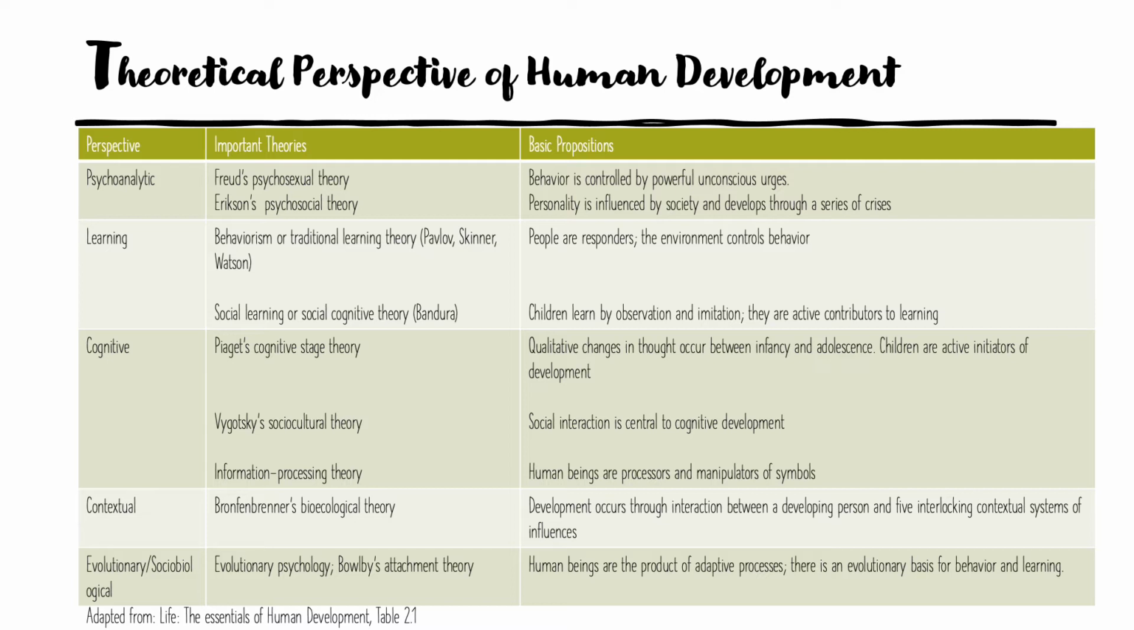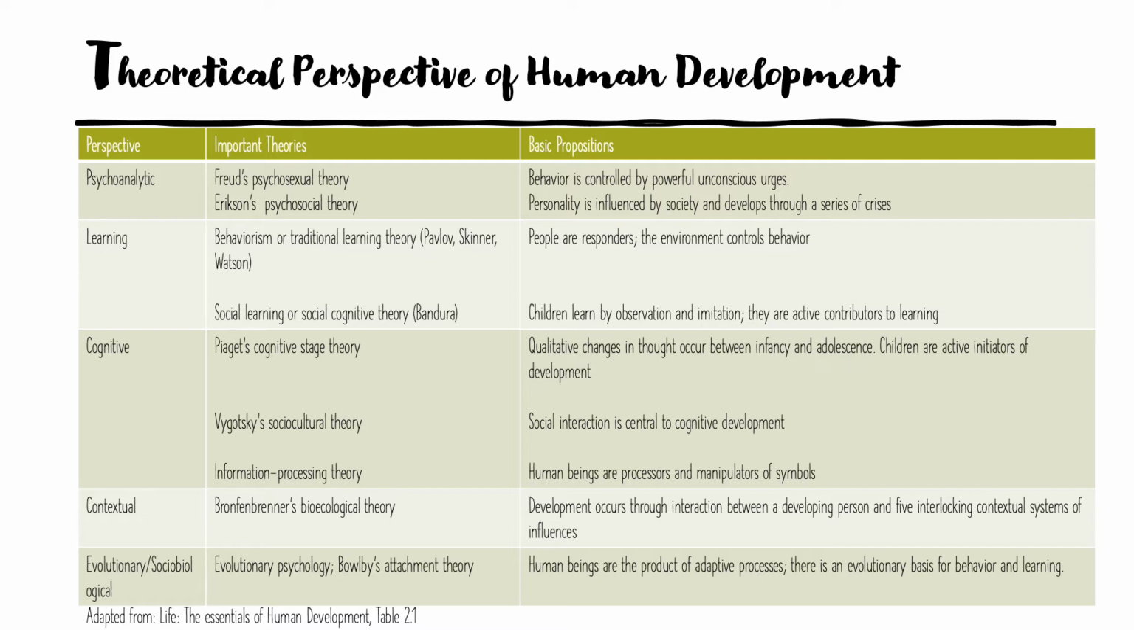Next, we'll cover learning theory. The important theorists here for us are Pavlov, Skinner, Watson, and Bandura. Pavlov, Skinner, and Watson are all behaviorism and traditional learning theory. They see people as responders and the environment controls behavior. Bandura was social learning or social cognitive theory, and he thought children learn by observation and imitation. They are active contributors to learning.